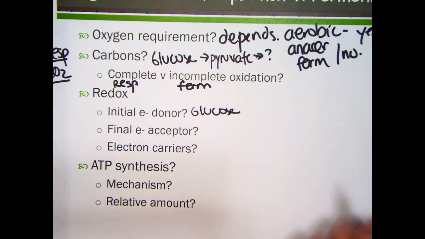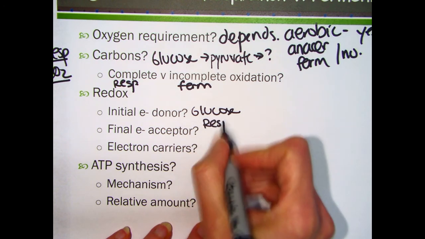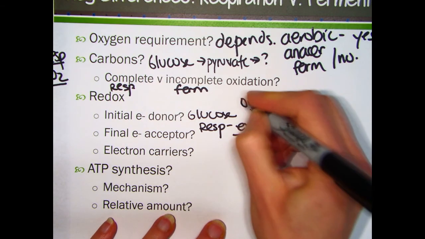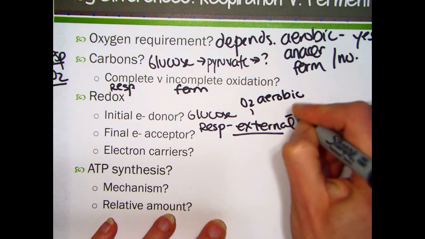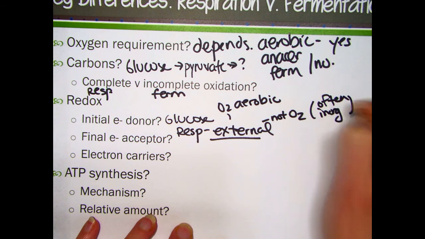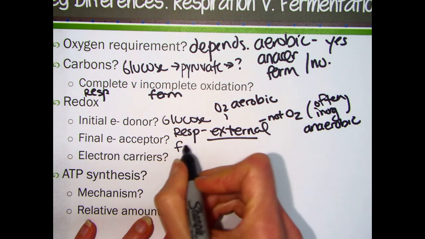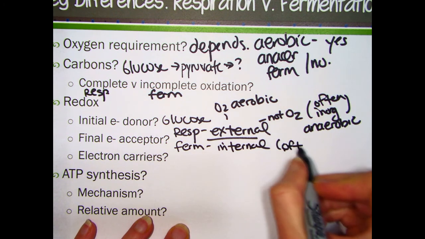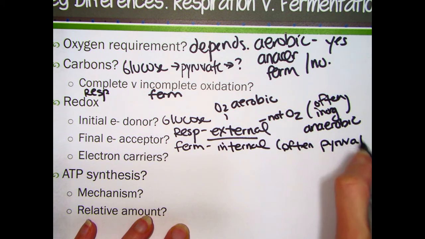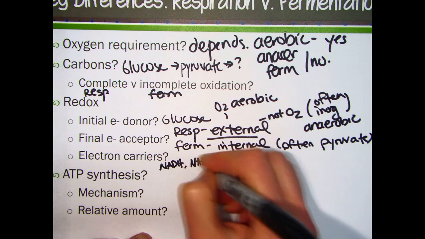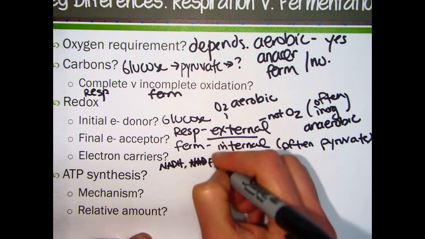The final electron acceptor, again, for respiration, we have an external electron acceptor. It's either going to be oxygen for aerobic or not oxygen, often inorganic, for anaerobic. Whereas fermentation will have an internal or endogenous electron acceptor, often pyruvate. The electron carriers are the same in both, so NADH, sometimes, we won't write that, it'll just confuse you. NADH and FADH2.